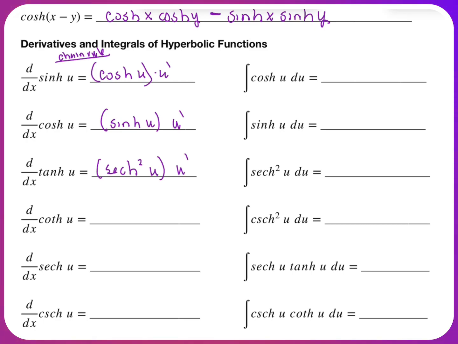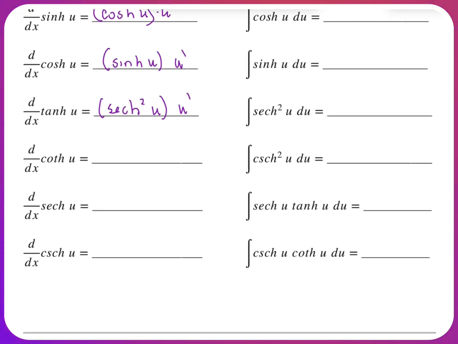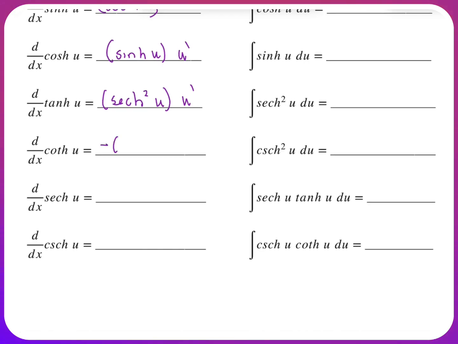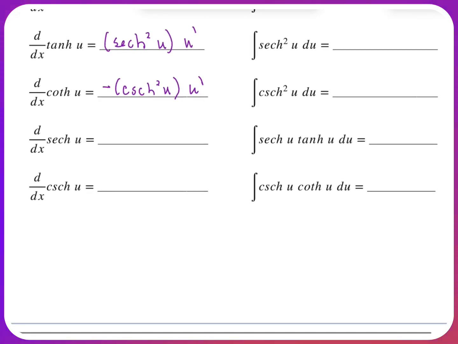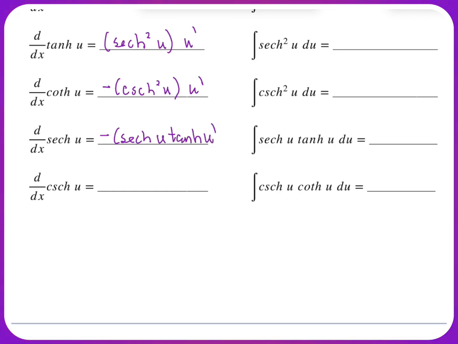And the derivative of the hyperbolic cotangent is equal to negative the hyperbolic cosecant squared u, and then of course times du. And the hyperbolic secant's derivative is negative the hyperbolic secant times the hyperbolic tangent times our derivative of the inside function. The hyperbolic cosecant is also negative. It's negative the hyperbolic cosecant times the hyperbolic cotangent.